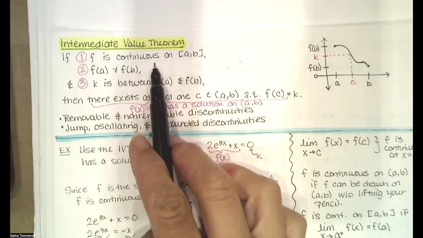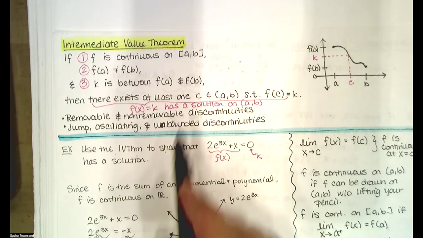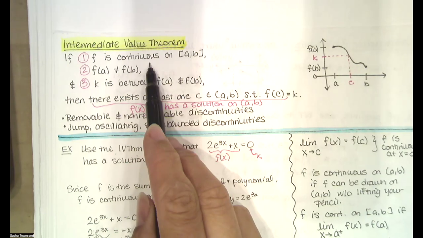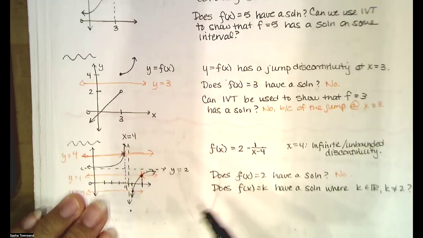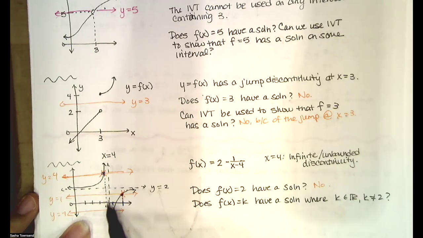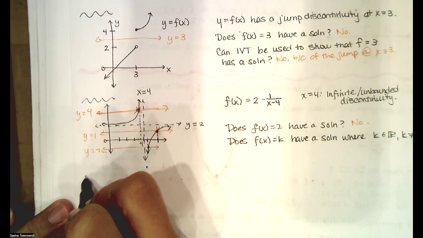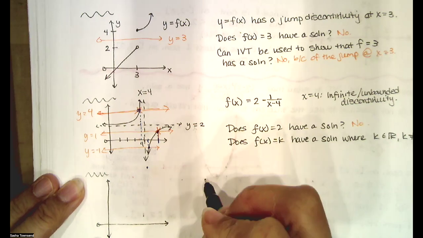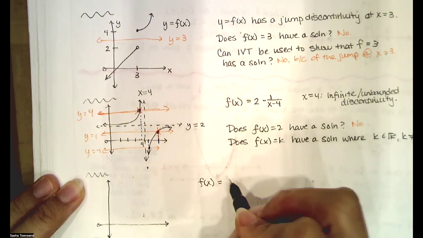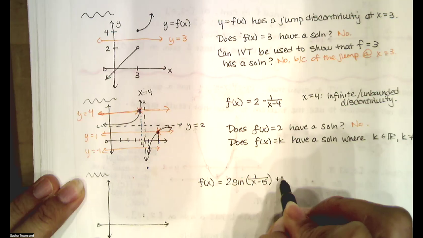So we said, in order to apply this theorem, the function has to be continuous on the interval of interest. If the interval is not given to us, we have to find an interval where that function is continuous. We've got to be careful about all those possible types of discontinuities, whether they're removable or jump discontinuities or infinite or unbounded discontinuities. The last type of discontinuity that we discussed was related to that sort of rapid oscillation between a number of values. So let's say that f of x is equal to 2 times sine of 1 over x minus 5, plus 3.